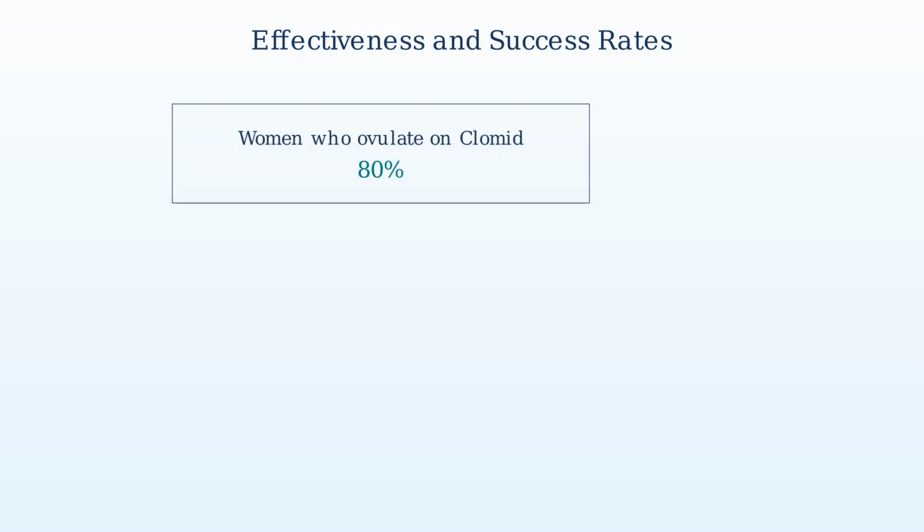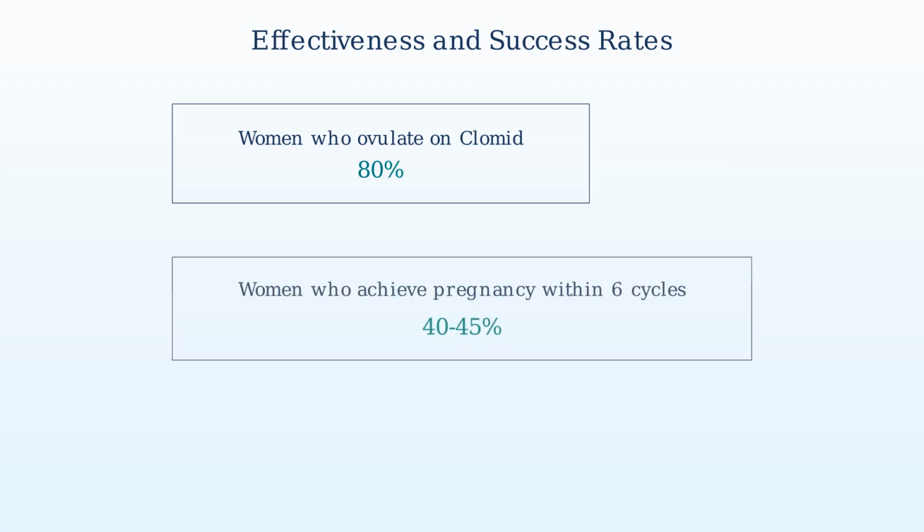Clomid is widely used as a fertility treatment, but how effective is it? Clinical studies show that approximately 80% of women will successfully ovulate when taking Clomid. However, ovulation doesn't always lead to pregnancy. About 40 to 45% of women will achieve pregnancy within 6 cycles of treatment.